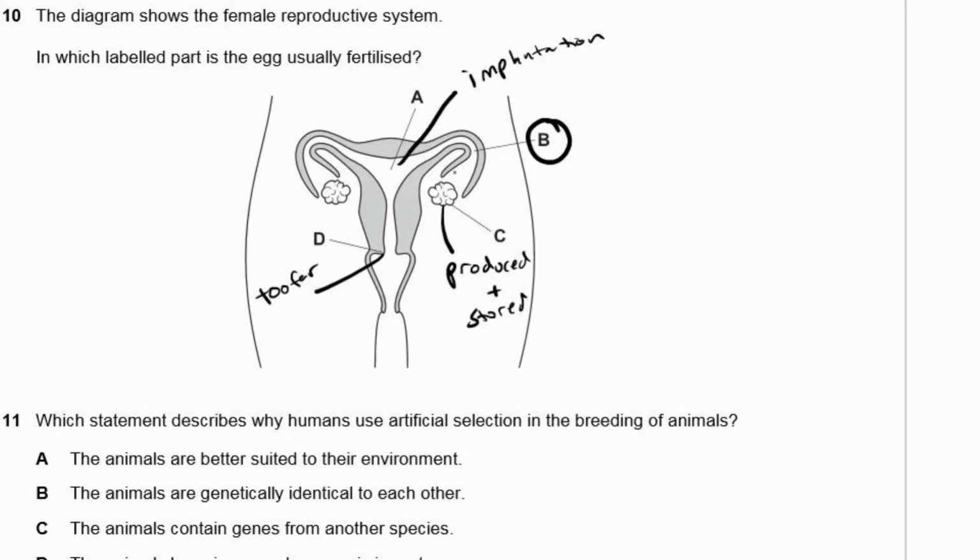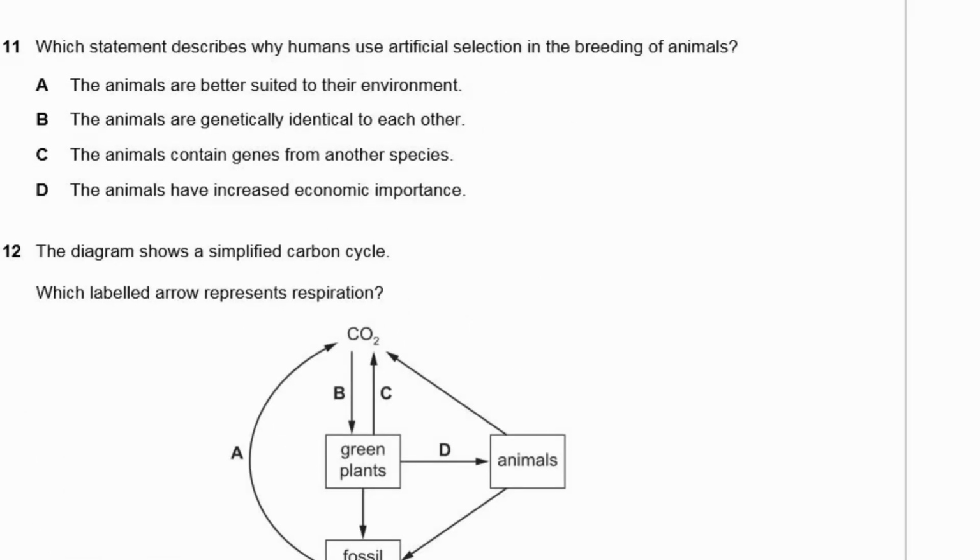All right. Question 11. Which statement describes why humans use artificial selection in the breeding of animals? So that's artificial selection, and that's in animals. It also happens in plants. Now this is artificial selection. It's not genetic engineering. Genetic engineering is when you put one gene from one organism into another organism. Artificial selection is just where you take 2 animals, in this case, that have characteristics you like and let them breed.